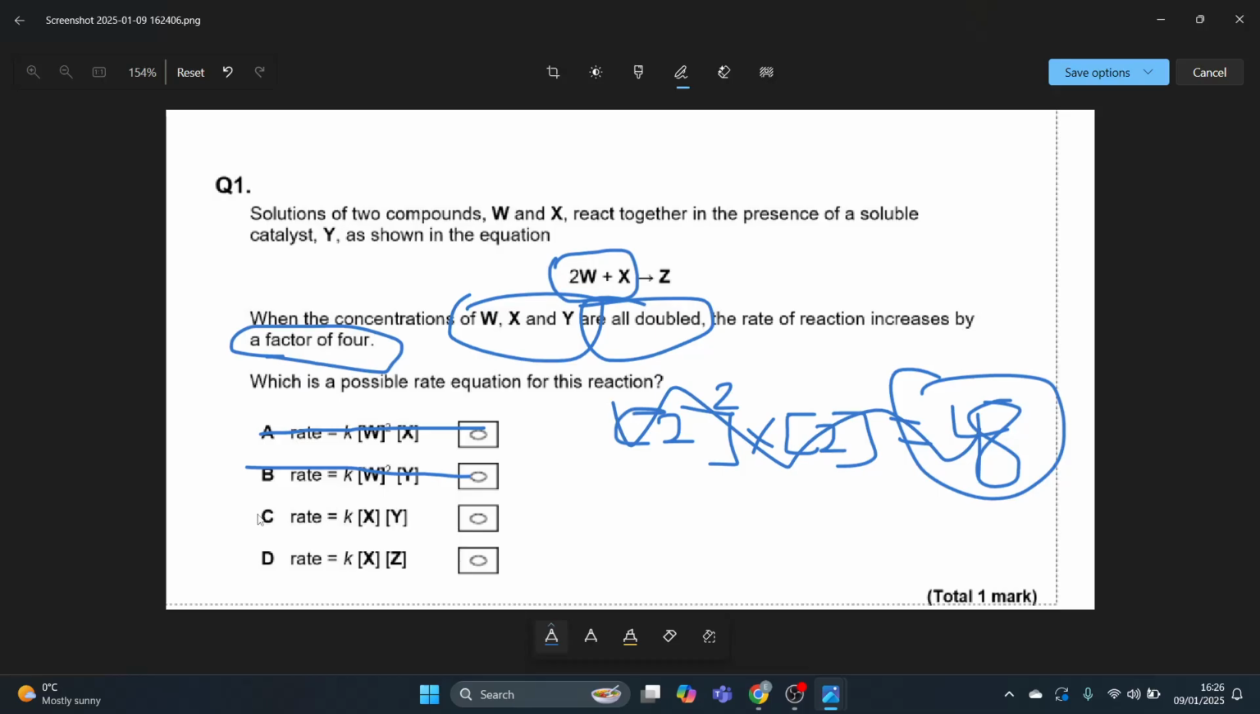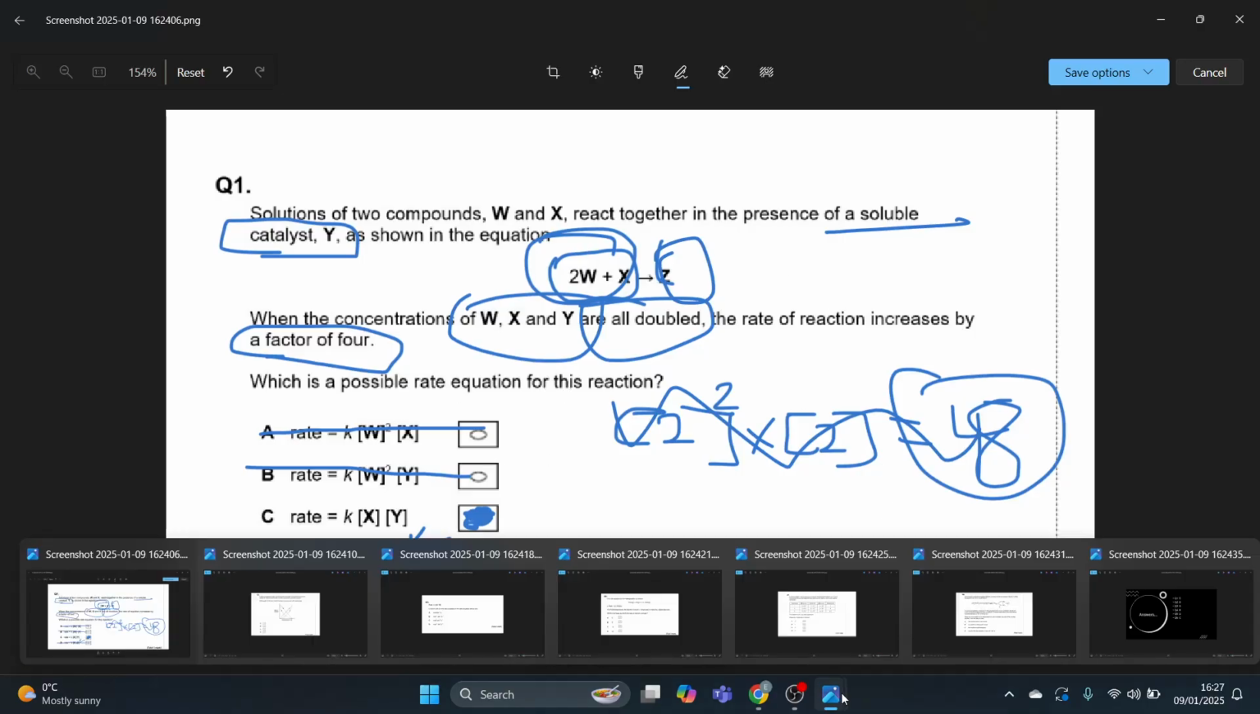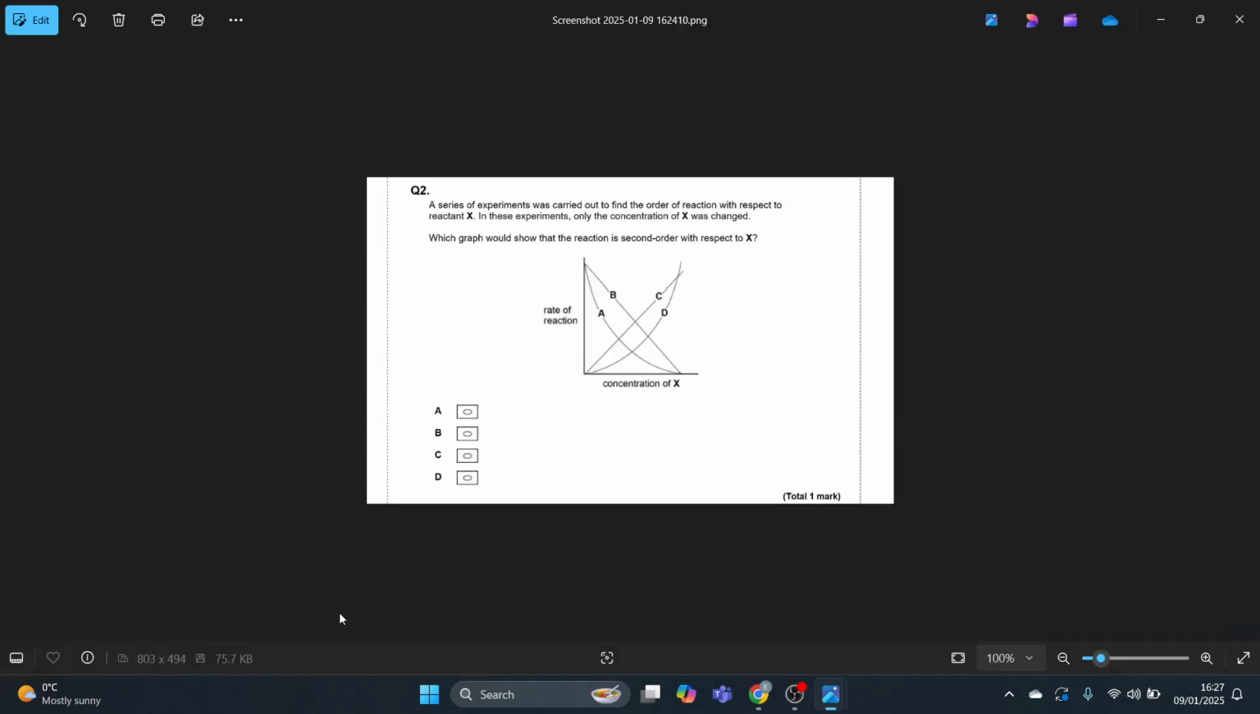Okay, and then we're left with C and D. Now C says rate equals k, square brackets X, square brackets Y, and D says rate equals k, square brackets X, square brackets Z. Well, it can't be Z because that's the product. Rate equations are from the reactants, right? So it can't be D, therefore the answer must be C. And it makes sense, the presence of soluble catalyst Y. Just because it's not in the equation, it's still going to be possible. So question 1, C.